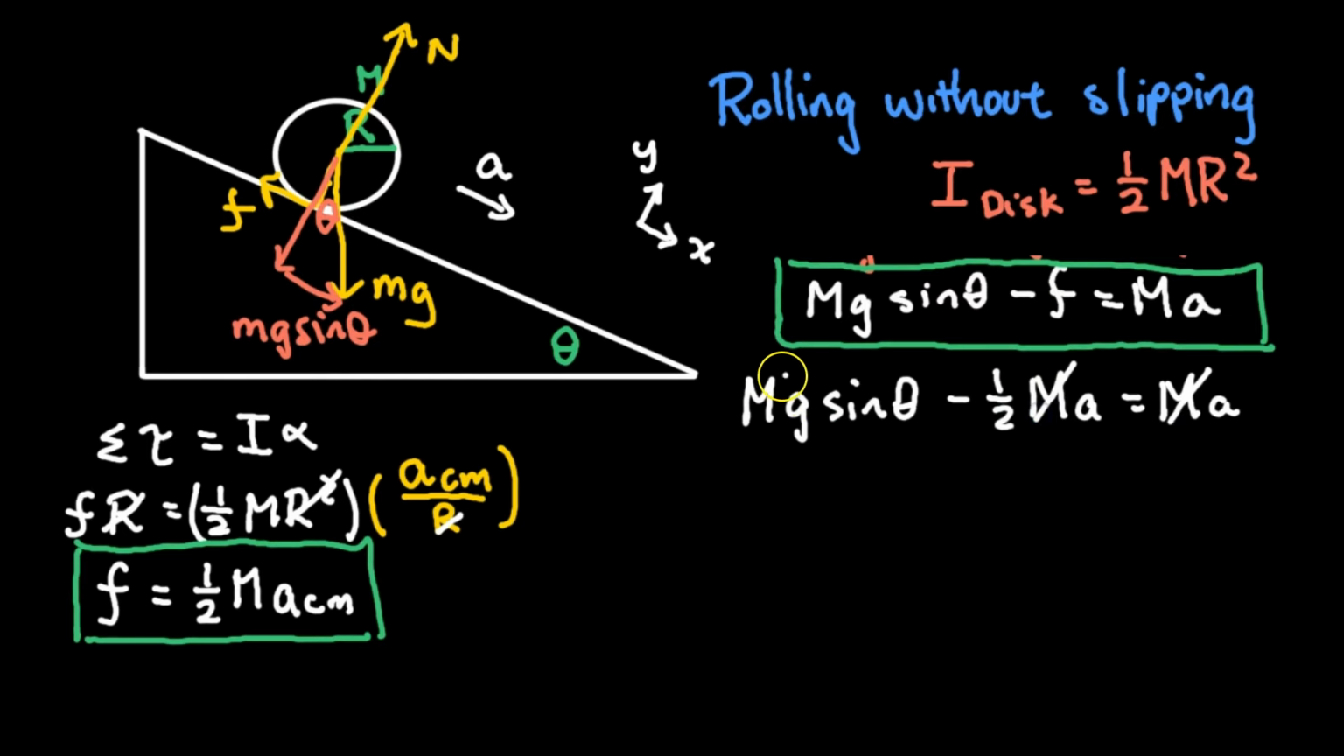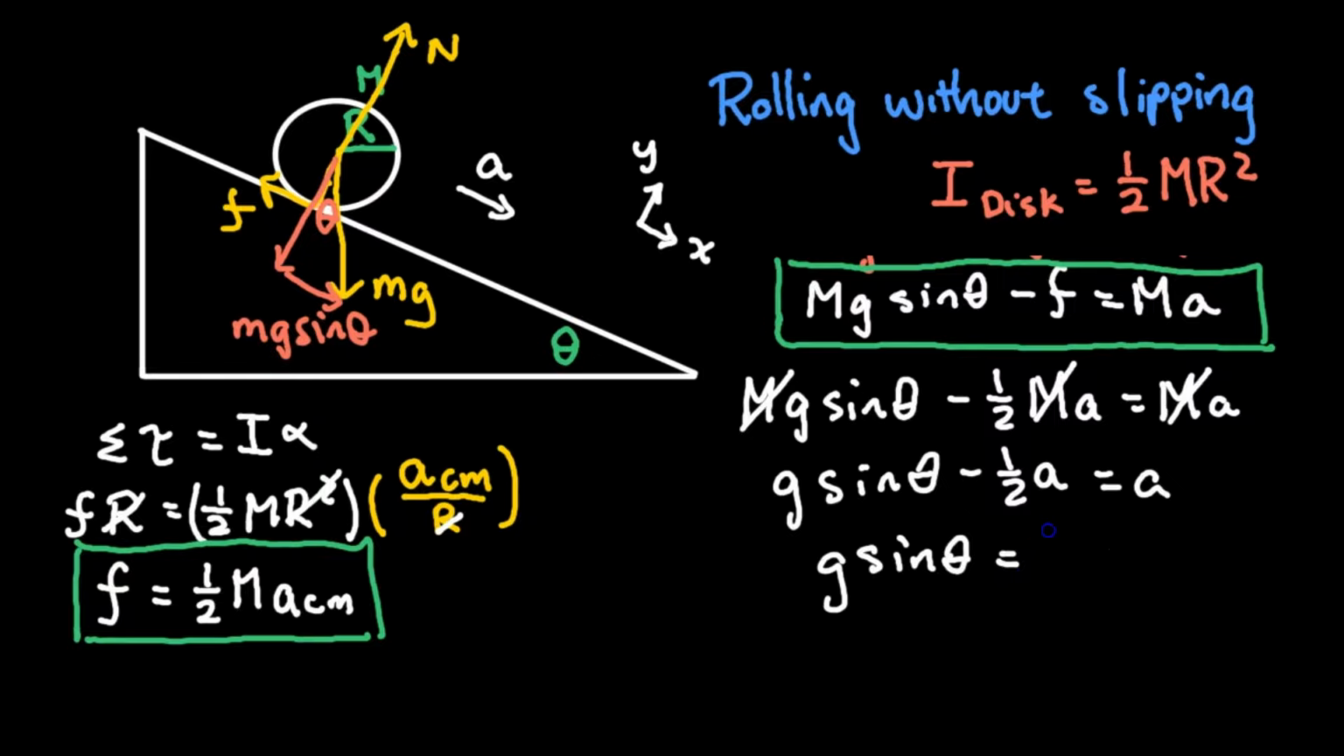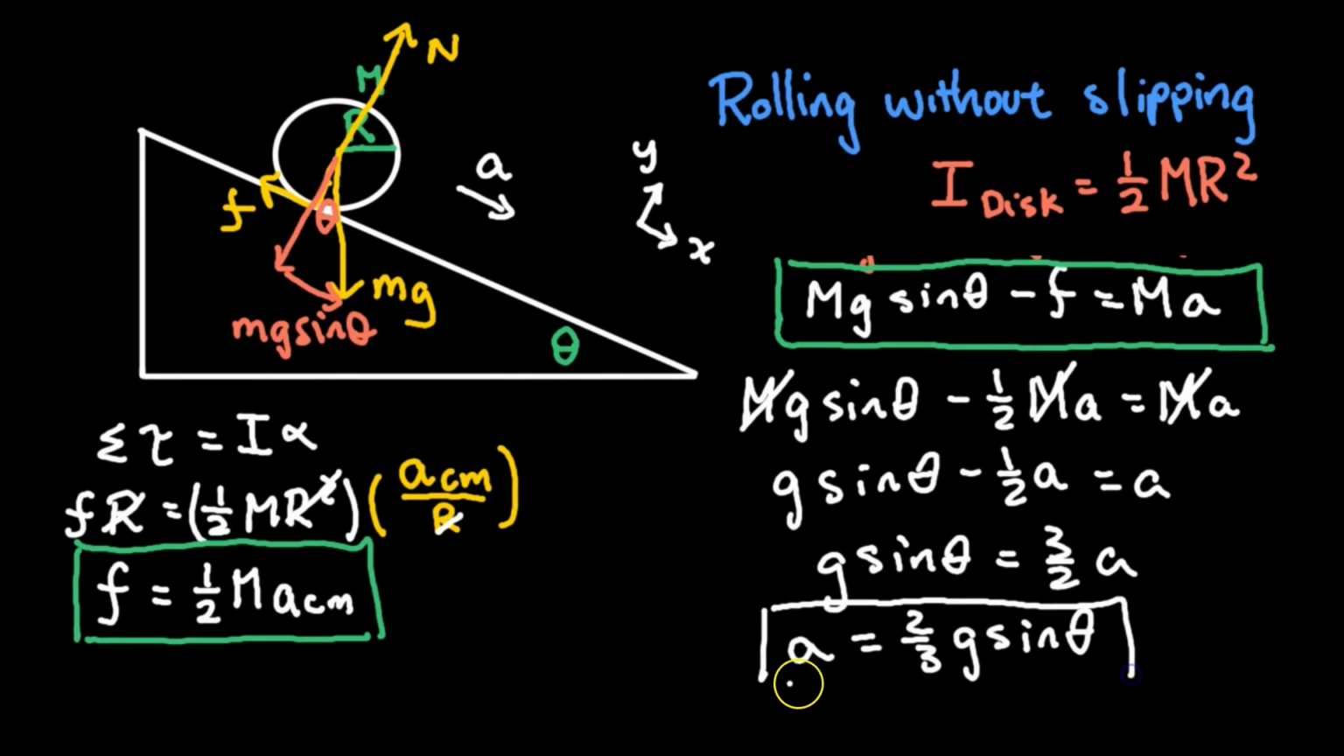Notice that the m's cancel out, and that gives us g sine theta minus 1/2 a is equal to a. I'm going to add 1/2 a on both sides to combine the a's, and we get g sine theta is equal to 3/2 a. So the acceleration, if I flip this left to right, is 2/3 times g sine theta.